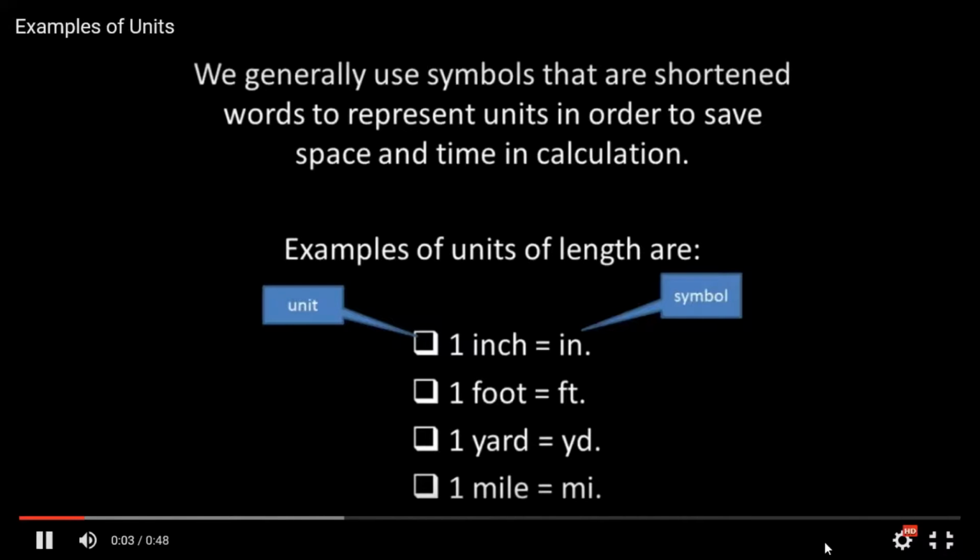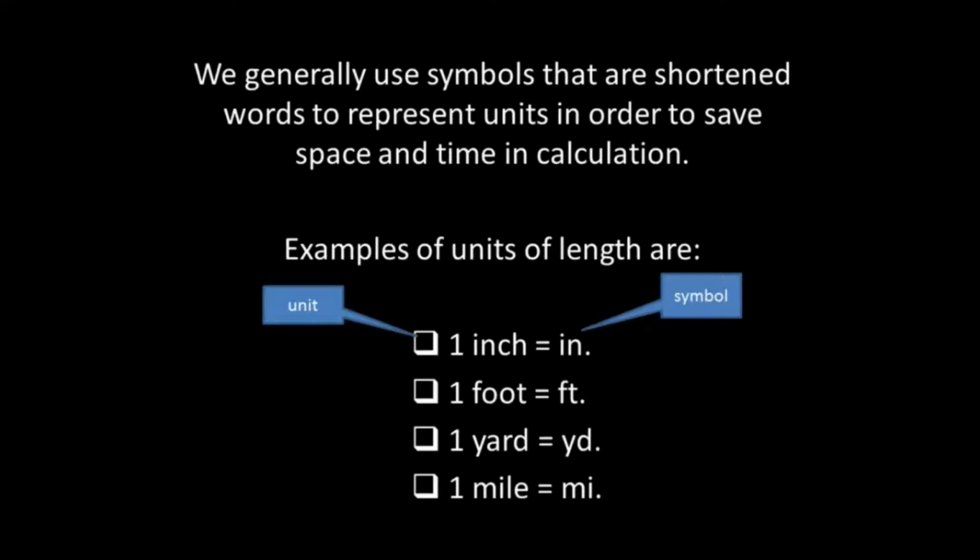We generally use symbols that are shortened words, called abbreviations, to represent units in order to save space and time in calculation. Some examples of units of length are the following. 1 inch is abbreviated IN period. 1 foot, FT period. 1 yard, YD period. And 1 mile, MI period. Each of the abbreviations means one of the unit.